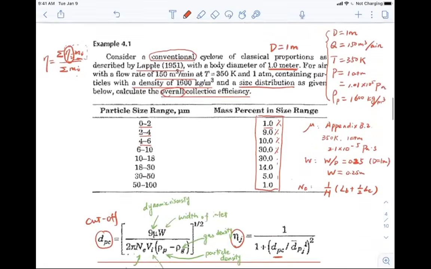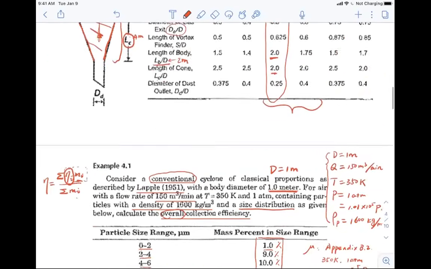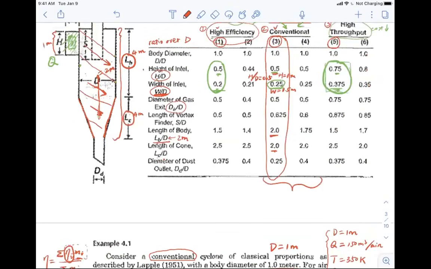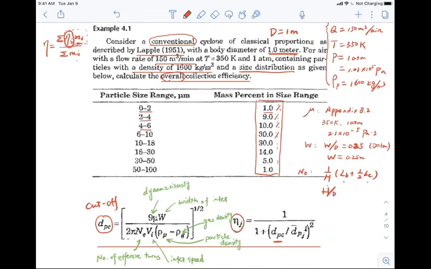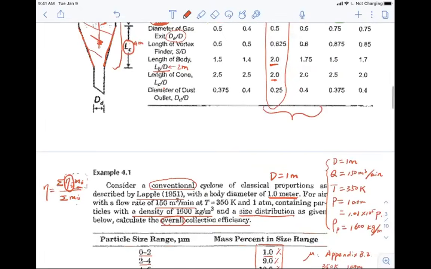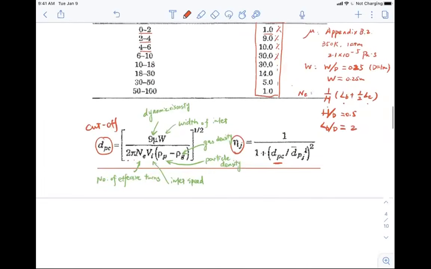Yeah, okay. So now we just need to find the values for LB, LC, and H. Again, we have to refer to this table, right? H over D for the conventional design, that's 0.5. Let me just write that out. H over D is 0.5. LB over D, that's 2, right? And LC over D is also 2. I'm just going to circle these out. LB over D is equal to 2, and LC over D is also 2.